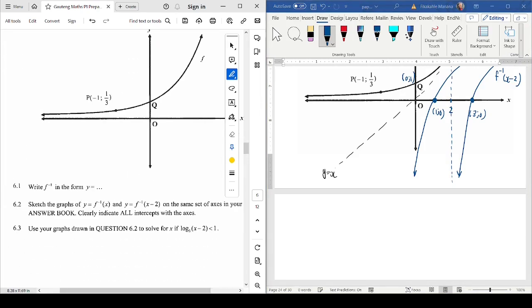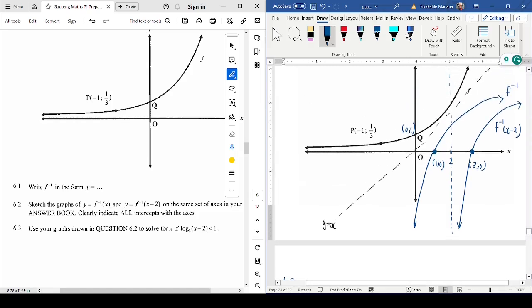Now the last question, 6.3. It says use the graphs drawn in 6.2 to solve for x if the inverse, okay, so log base 3 of (x minus 2) is smaller than 1.